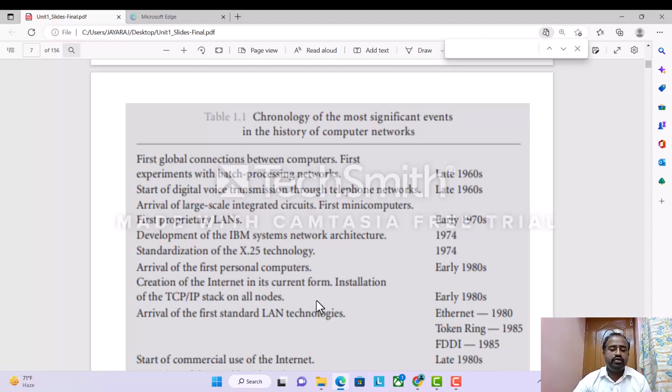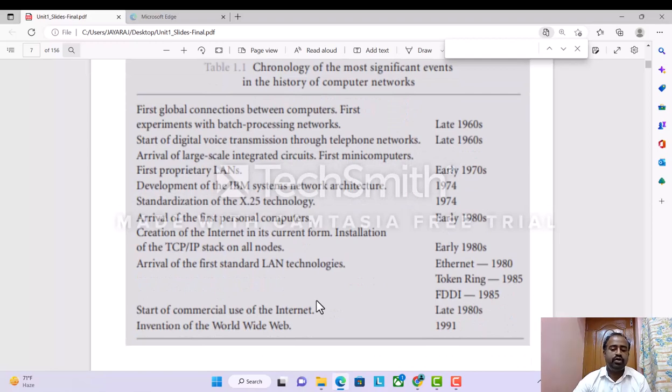And then they introduced standard methods for the LAN. These are the methods we are going to see: FDDI ring, token ring, bus topology, and several others. Then telecommunication was made commercial, and finally it was launched as the World Wide Web, which is common to all, in the year 1991. That is, globally it was launched in the 1990s. From the 1960s it started, nearly 30 years, and then it evolved as the World Wide Web, WWW, in the year 1991.